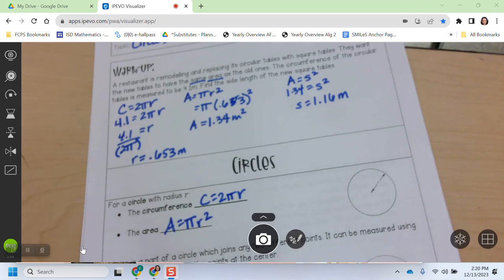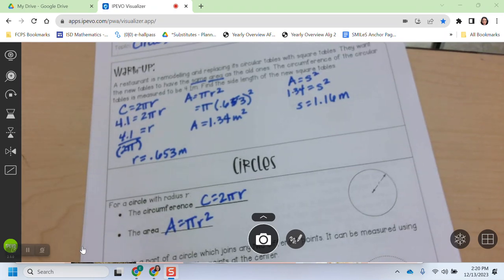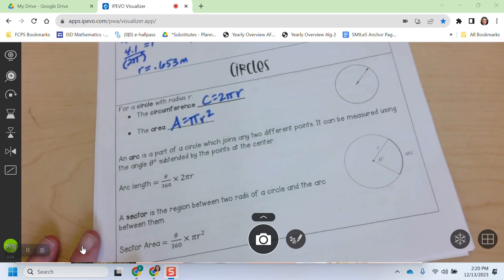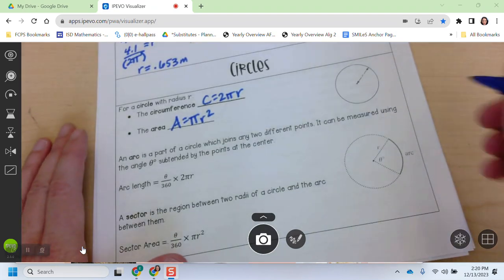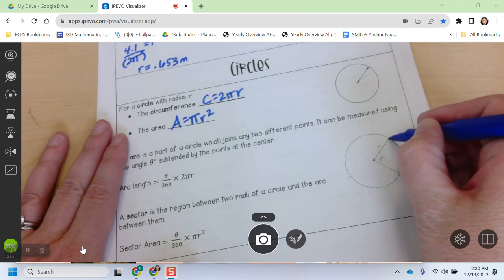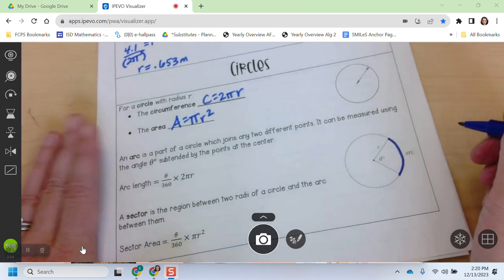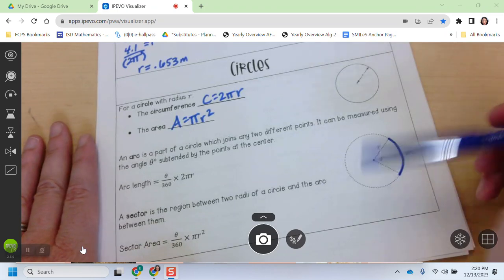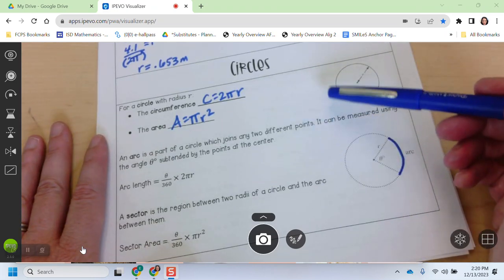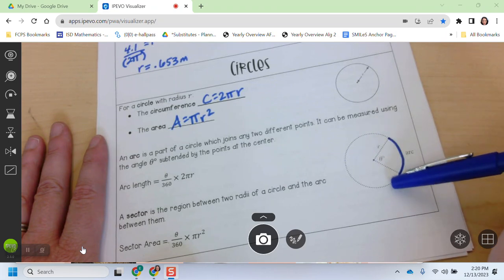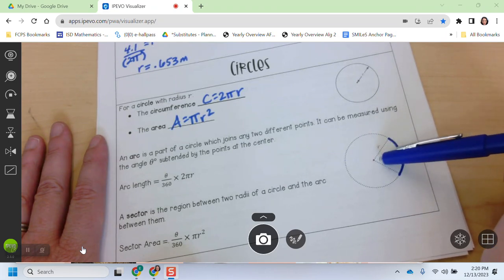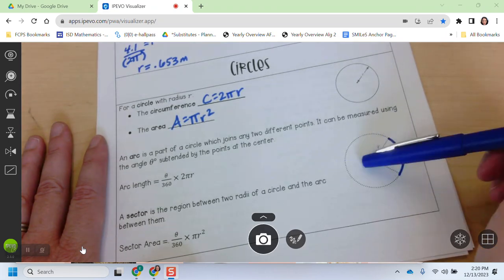All right, and we'll be talking today about arcs and sectors. So an arc is a part of the circle which joins any 2 points. So if you imagined that your circle was a pizza, the arc would be just the crust of one piece of that pizza. It literally says the arc is a part of the circle which joins any 2 different points, and it can be measured using the angle theta subtended by the points in the center.